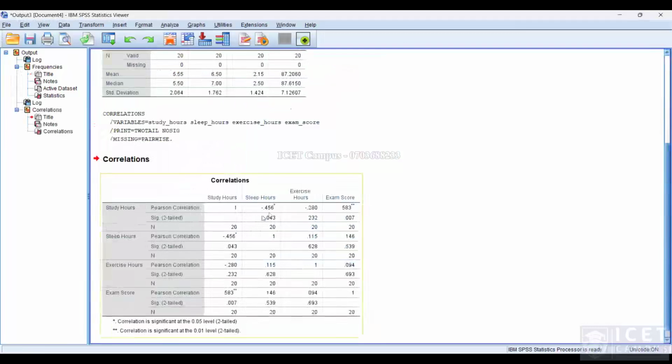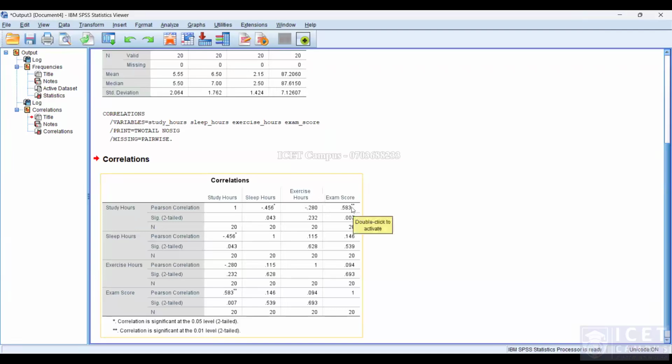If you look here, study hours and sleep hours are negatively correlated. So if the number of study hours increases, the number of sleep hours decreases, and if sleep hours increase, study hours decrease. That is a negative correlation, right? And exercise hours also have a negative correlation.